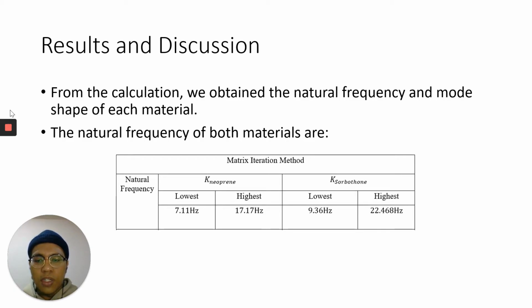For the neoprene, the lowest natural frequency that it can achieve is 7.11 Hz, while the highest frequency is 17.17 Hz. Next, as for Sorbothane, the lowest natural frequency is 9.36 Hz, and the highest frequency it can achieve is 22.468 Hz.